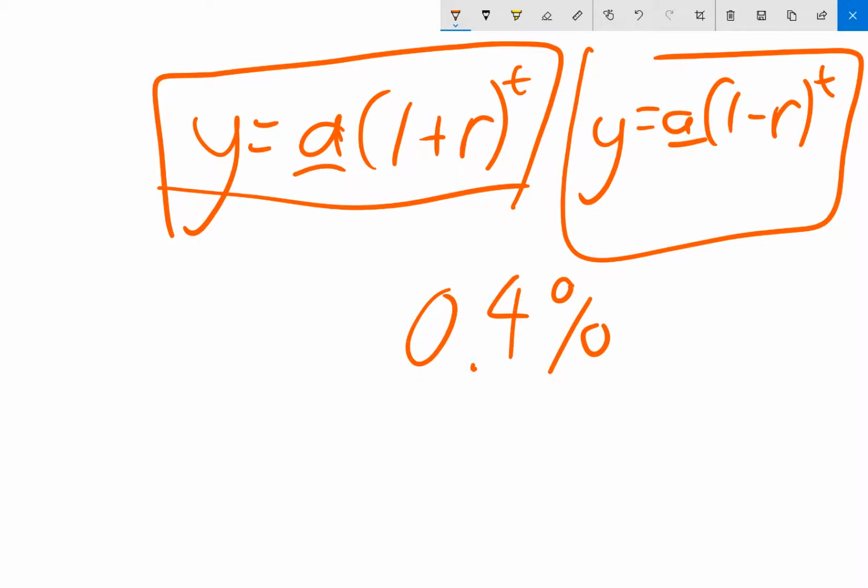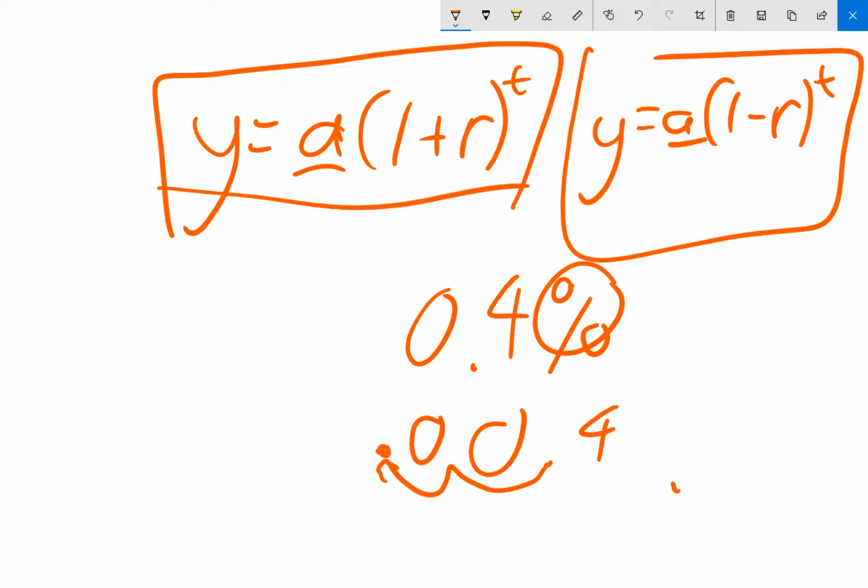Now 0.4%, it's very tempting because it says 0.4 and you're like, oh, that looks like a decimal to me. Well, you're not wrong. It is a decimal, but it's still a percentage. See, it still says a percent there. So you still have to move the decimal place 2 places left if it has that percentage there. So if you do that, it's now 0.004.